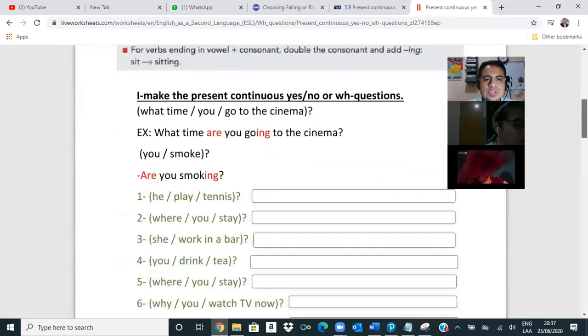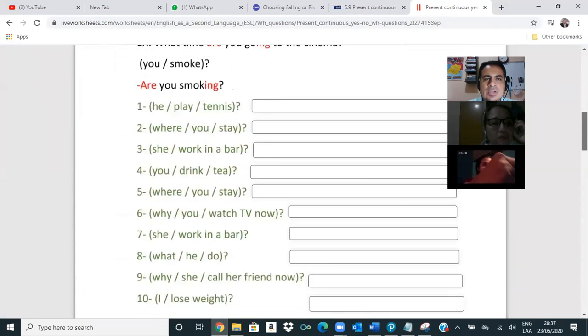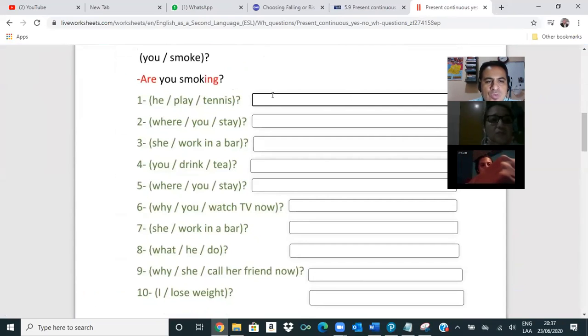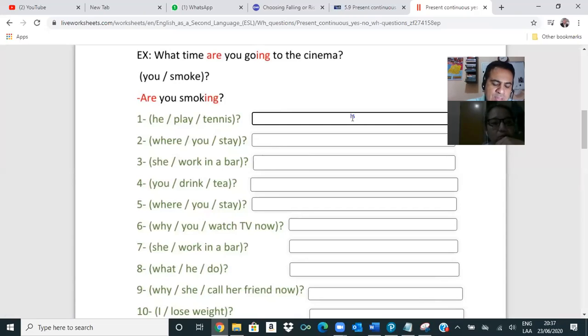Okay. For example, here I have questions that we can use como un repaso simplemente. Algunas tienen WH y las otras tienen el verb to be, pero todas son preguntas. Okay? So look at number one. What is the question? Is he playing tennis? Is, porque estoy usando el verb to be is, porque estoy usando he, lo cual es singular. He is, you know, is he playing tennis?